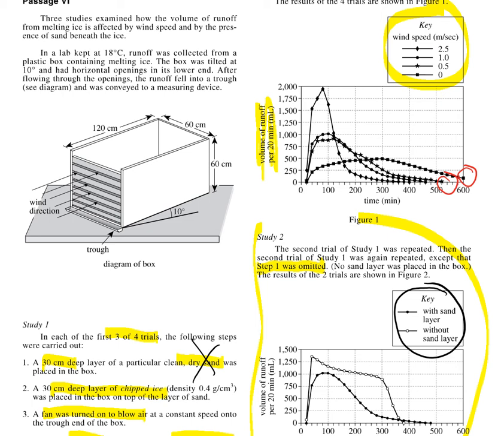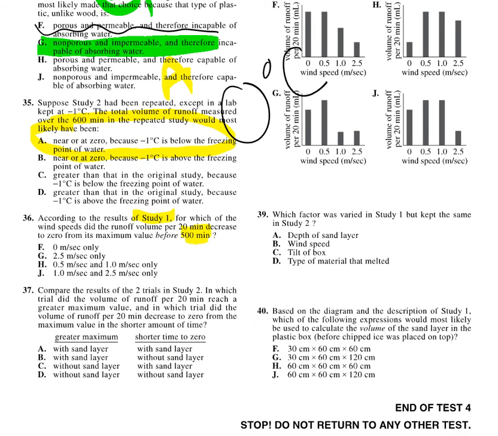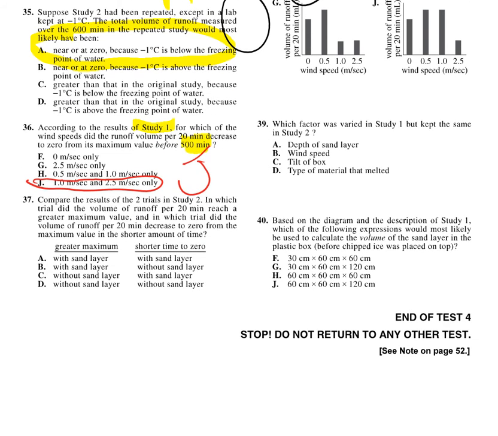We now know that this one dropped off before and this one dropped off before. So now let's go back and look at the answer choices, and we know that the answer choices were 1 and 2.5. So this right here, J, is your correct answer for that one because the runoff occurred before 500 minutes. Number 37.